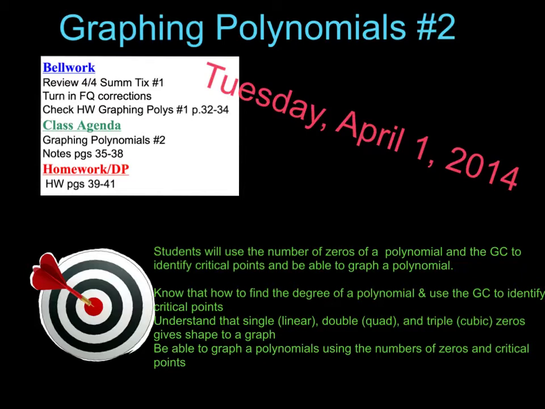Our learning target for today. Again, we are still going to be graphing polynomials, but this time we want you to use the number of zeros of a polynomial and the graphing calculator to identify the critical points to be able to graph. In order to do that, you will need to know how to find the degree of a polynomial and how to use the graphing calculator to identify critical points. You have to understand that single, double, and triple zeros give a certain shape to a graph. Of course, we'll explain that when we get there. And lastly, be able to graph a polynomial using those zeros and critical points.